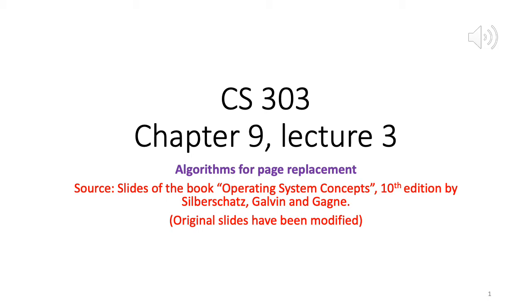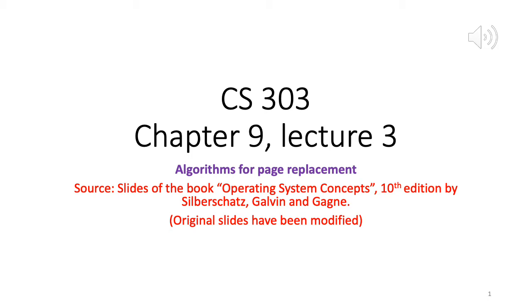We need to identify one of the frames which has already been allotted to a page, use that frame, and map it to the new page. What happens to the old page to which that frame was previously mapped? The old page has to be evicted from memory back to disk. So in this lecture today, we will look at various algorithms for page replacement.